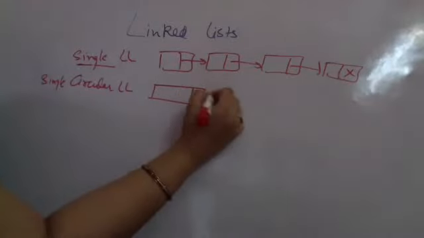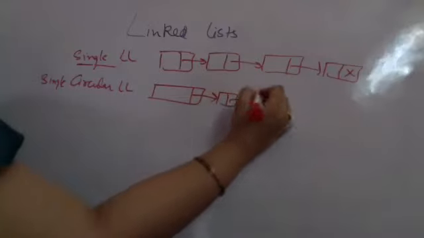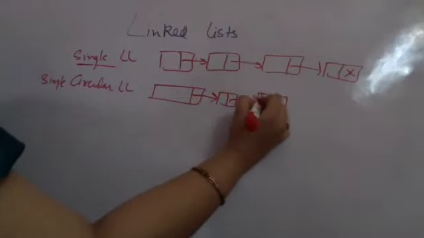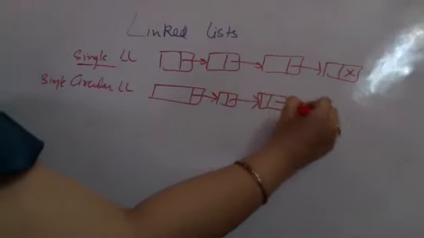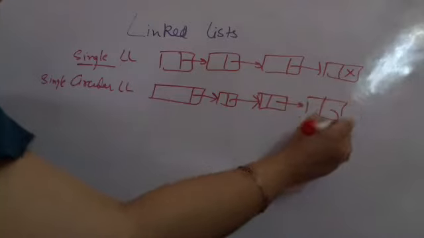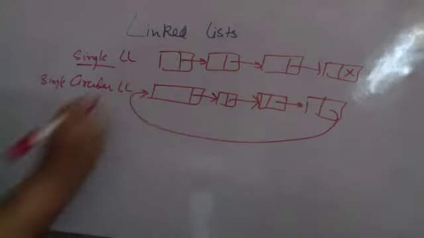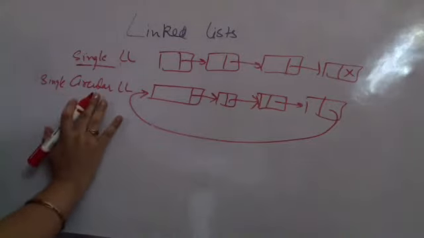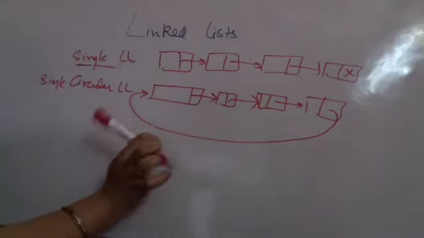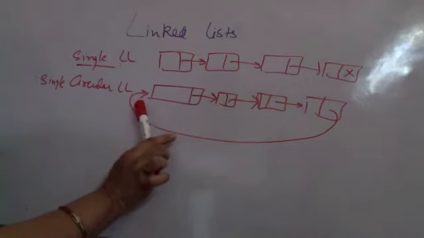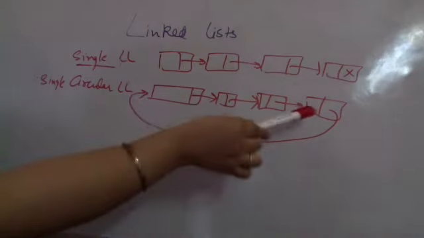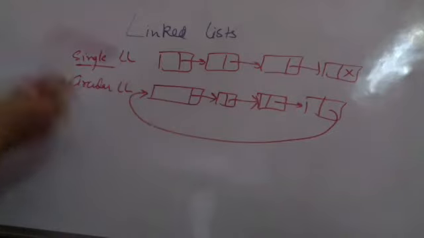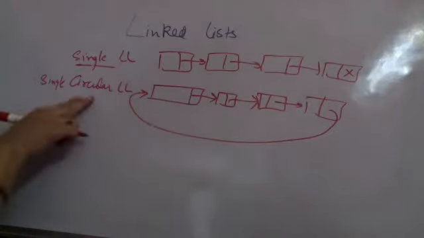Now in the case of a circular list, all the nodes are connected in a similar manner as in the linear list, but the last node is pointing to the first node. This is a singly connected circular linked list. The last node is connected to the first node. The last node stores the address of the first node. This is a circular linked list.